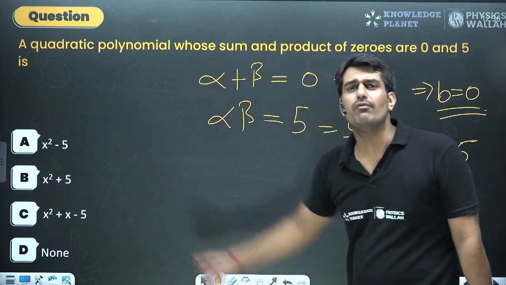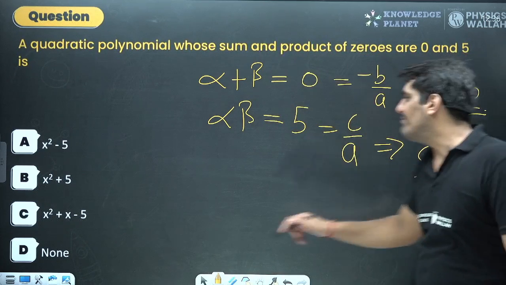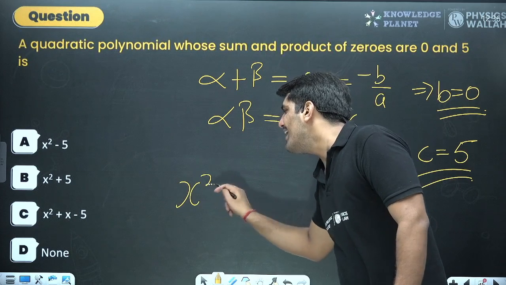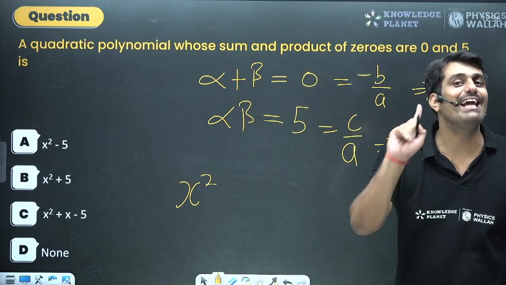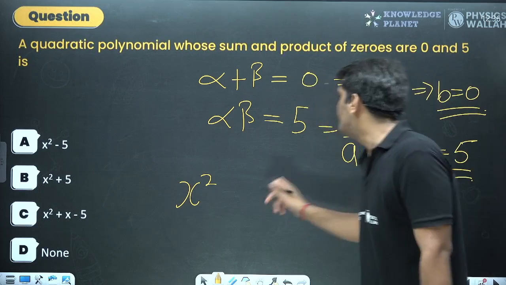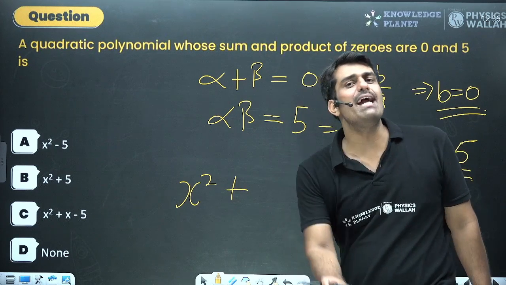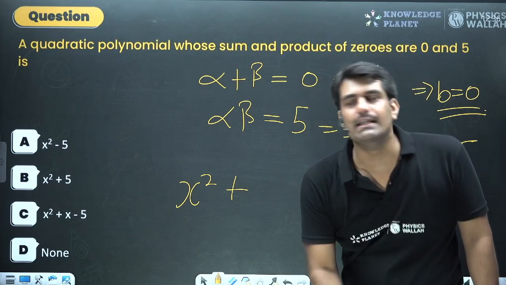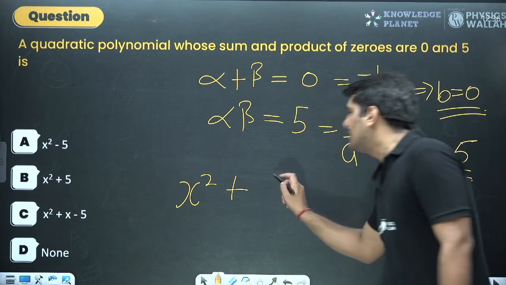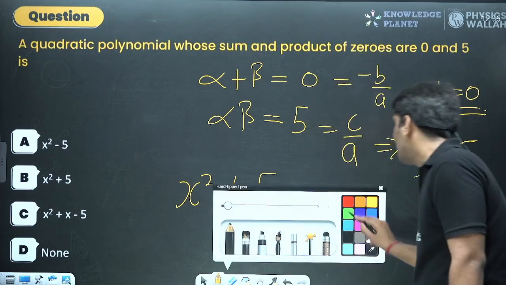Compare over here. We are having x square, because the coefficient of x square, that is a, is 1. We are having the value of b as 0. That means there will be no plus bx. That will be reaching to c, and c in this case is 5. So x square plus 5, our final answer.